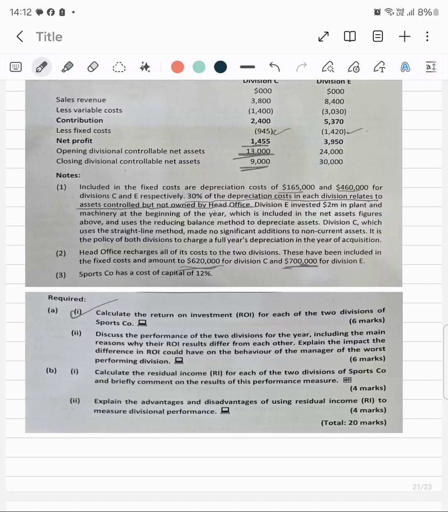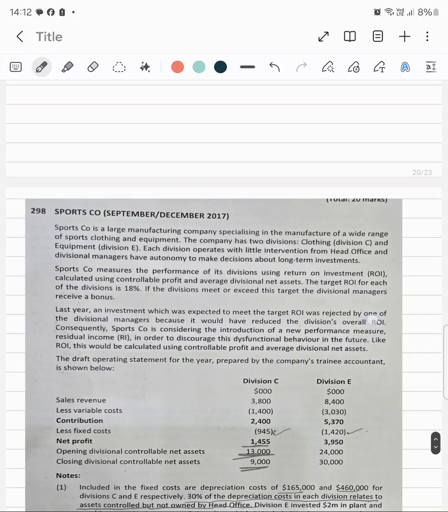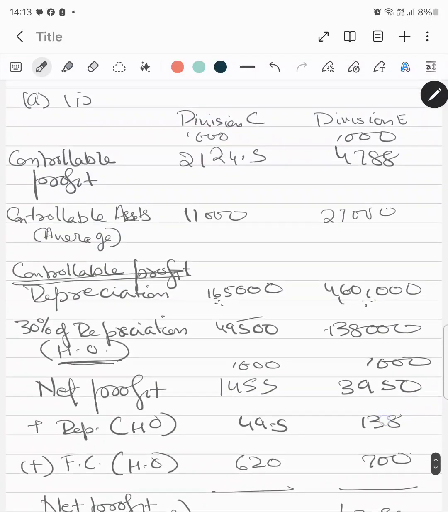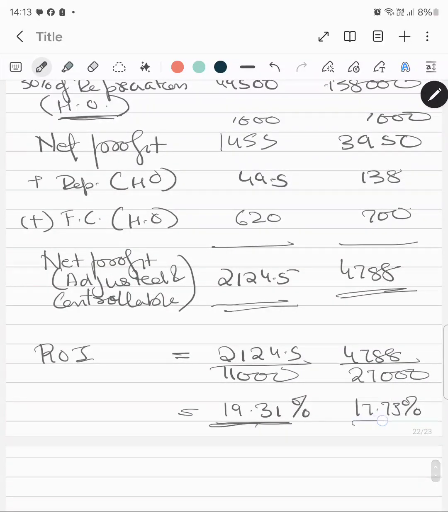While division C has exceeded the target ROI. What was the target ROI? The target ROI was 18%, right? So we have calculated this, and the ROI for division C is 19.31 and for division E it's 17.7. So we can clearly see that division C has overachieved, so it has exceeded the target ROI. Division E has not. If controllable profit in relation to revenue is considered, division C's margin is 56% as compared to division E's margin of 57%. So division E actually performed slightly better.